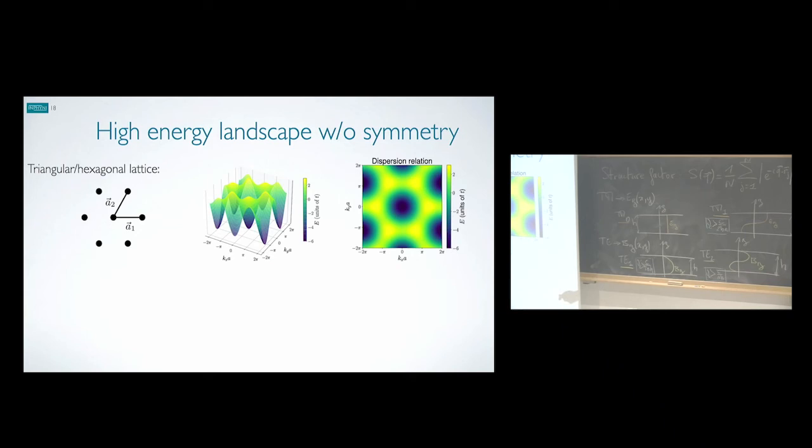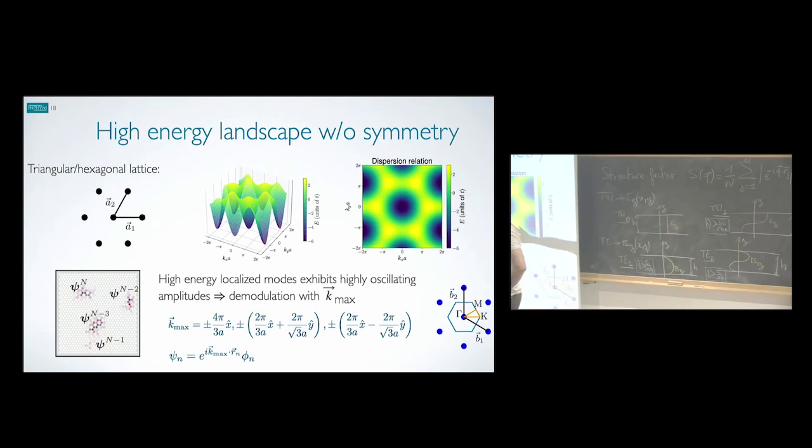Okay, and in this case, the dispersion relation is not symmetric. So what can be the strategy? There is no symmetry, but nevertheless there is a particular point. For this I forgot the low energy landscape because it works well. We have no problem, with the same quality, so I focus on the high energy. And what we observe in this case is once again that the high energy eigenstates are highly oscillating.